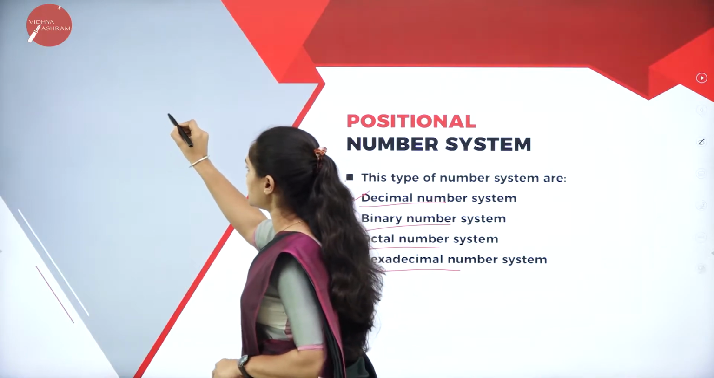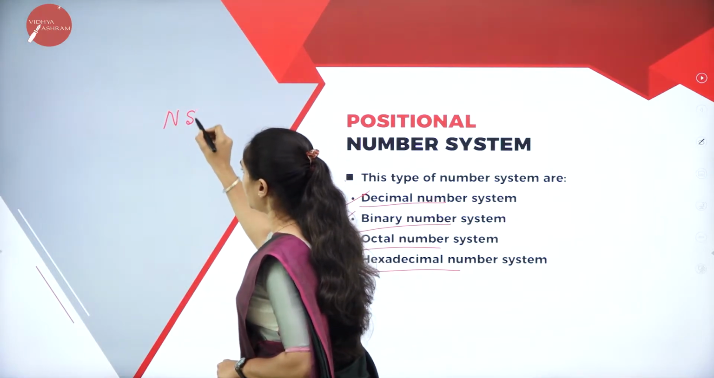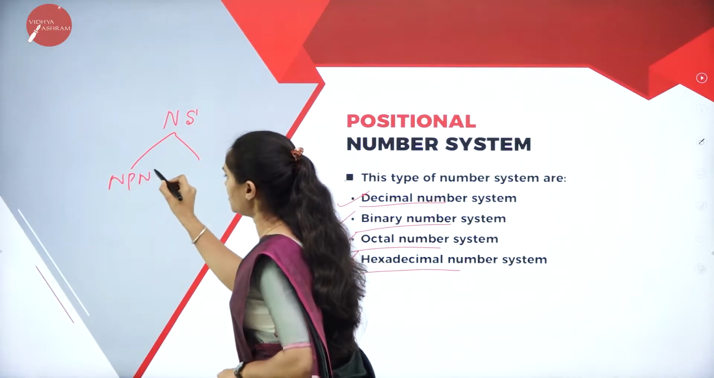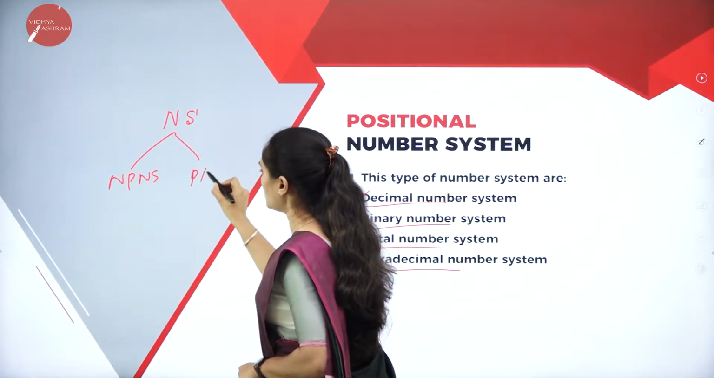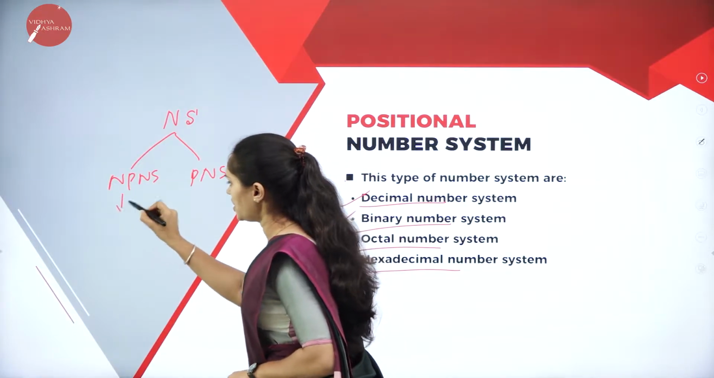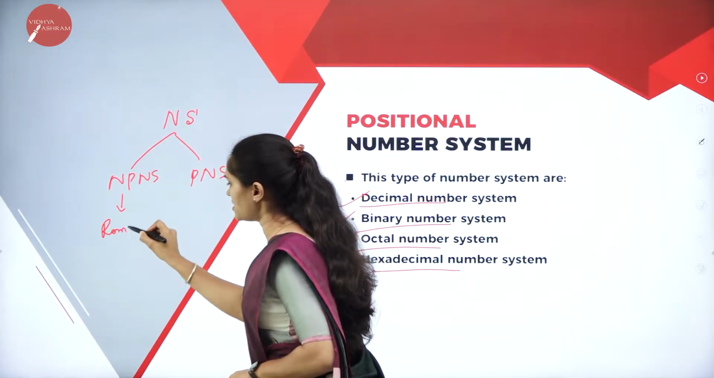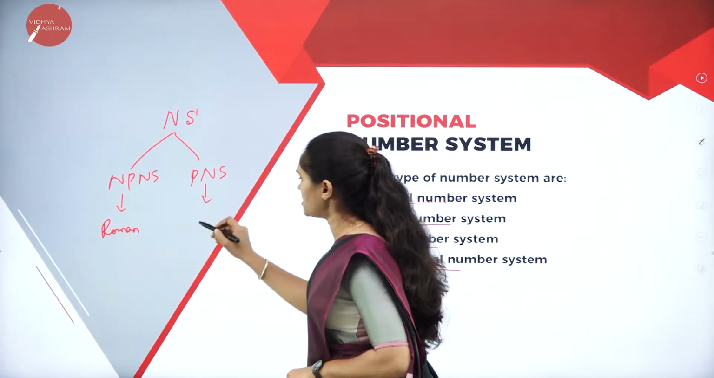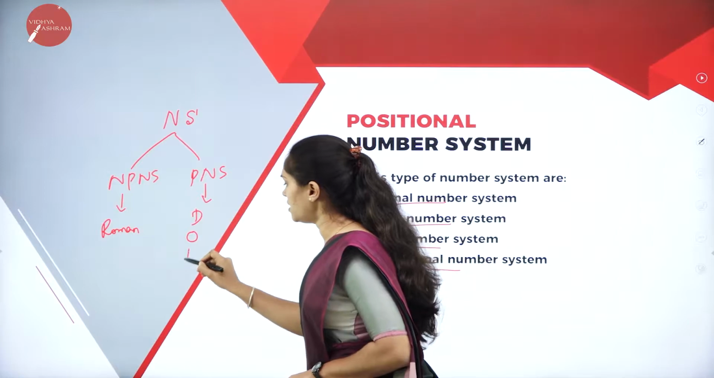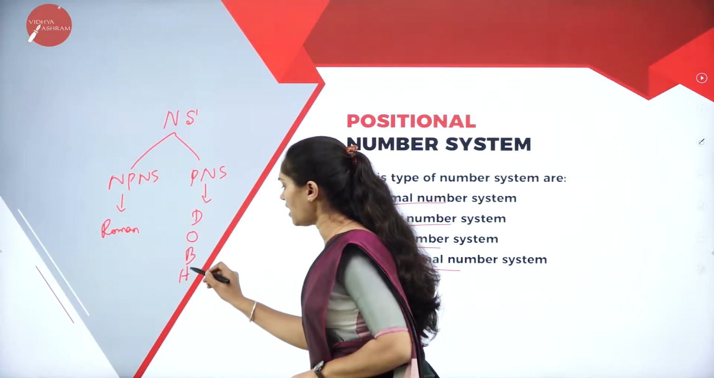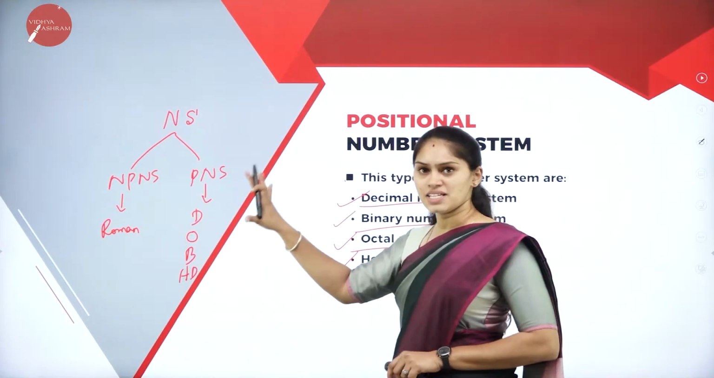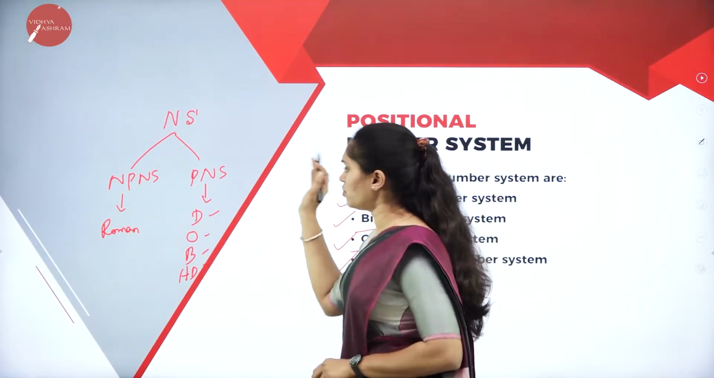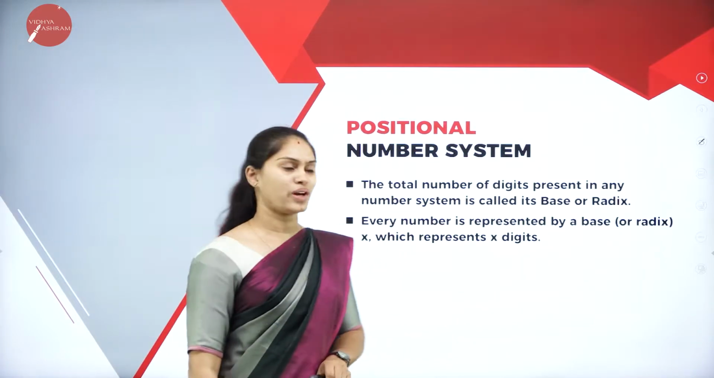So first is the number system. In that we have 2 types: the non-positional number system and the positional number system. In the non-positional number system, the Roman number system is an example. And in the positional number system, we have decimal, octal, binary and hexadecimal. These are the classification of the number system. Now we are going to understand each type of positional number system one by one.